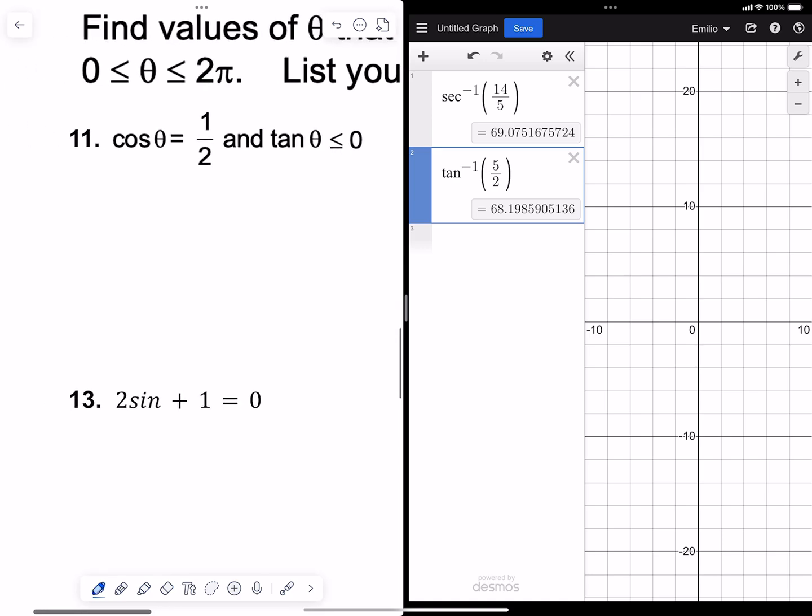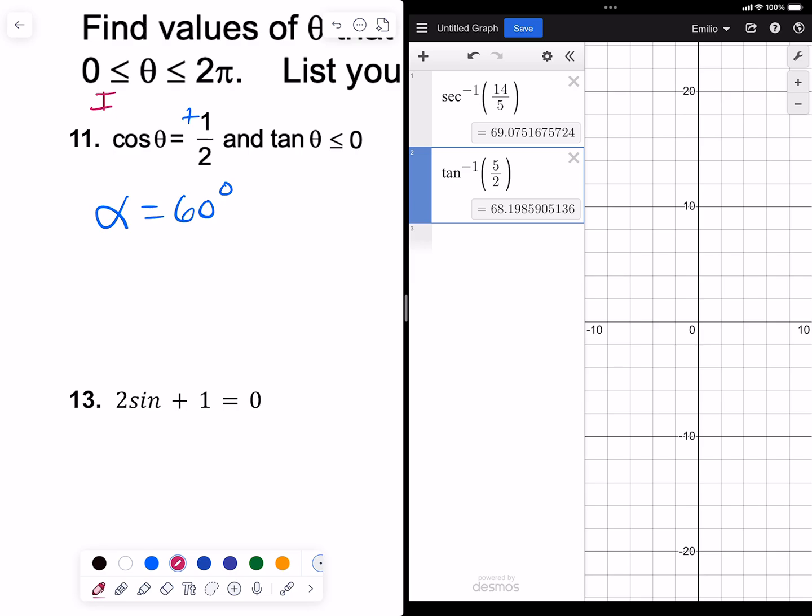We're just going to get our reference angle. So this one here would be 60 degrees, because cosine at 1/2 is 60 degrees. Cosine, this is positive, right? So cosine is positive at 1 and 4, quadrants 1 and 4. Tangent is negative in 2 and 4. So therefore, the common answer would be quadrant 4.